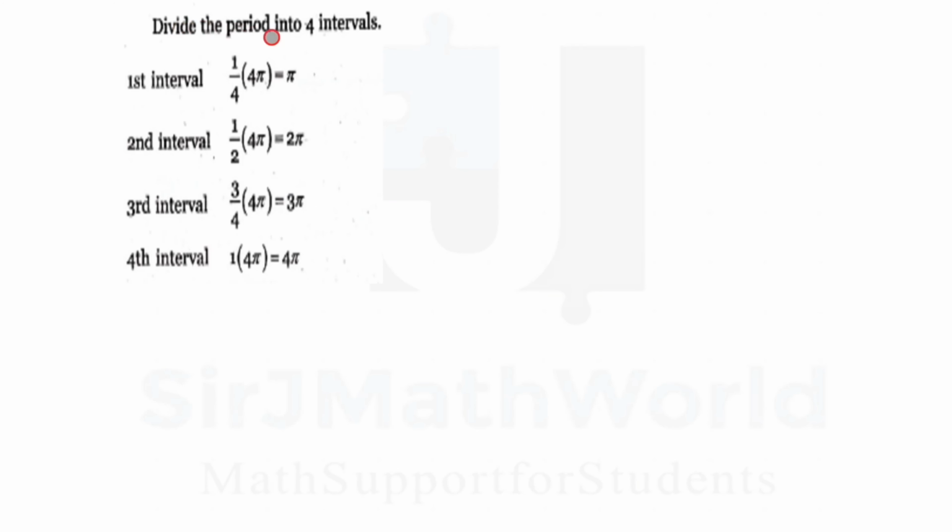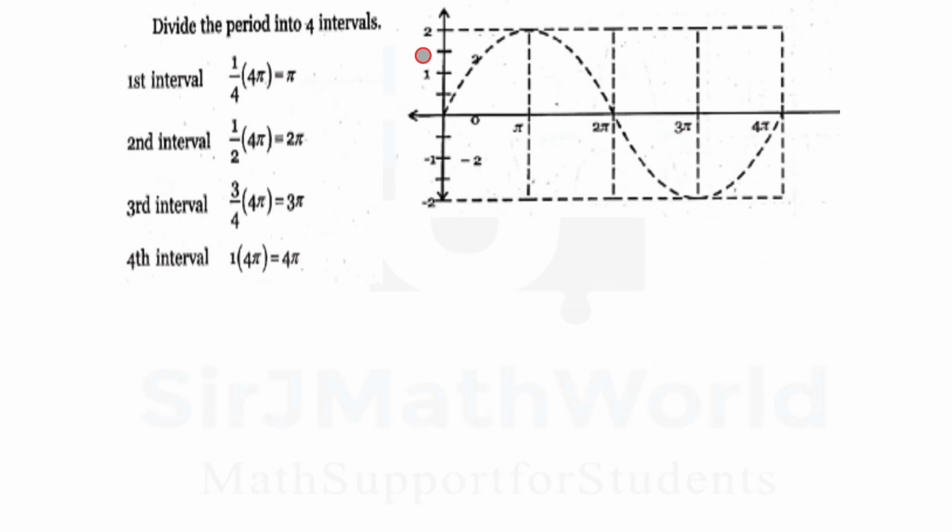Then we have to divide the period into 4 intervals again. The value of our interval earlier was pi over 4. So, we have 1/4 times 4 pi, which will be pi. Then 1/2 times 4 is 2 pi. Then 3 over 4 times 4 pi is 3 pi, since we cancel the 4. Then the fourth interval is 1 times 4 pi, equal to 4 pi.